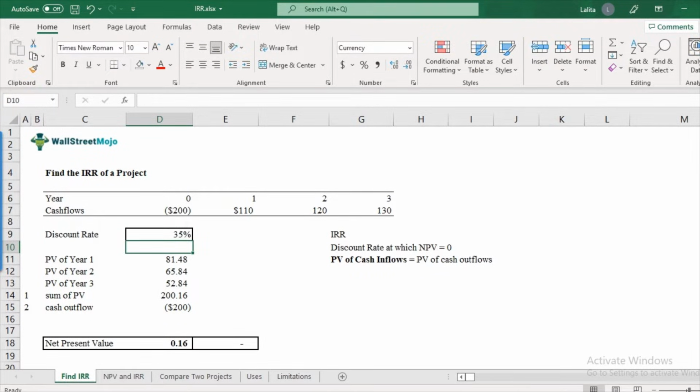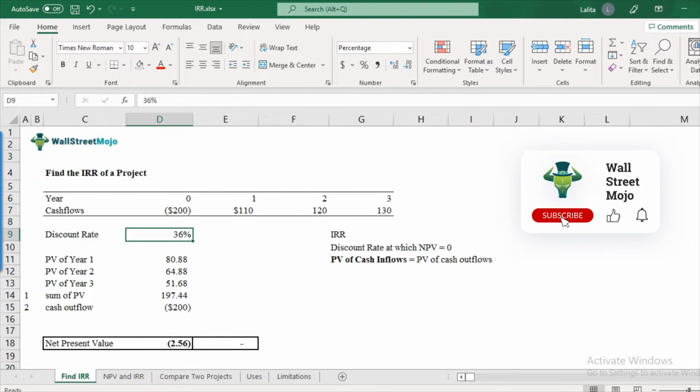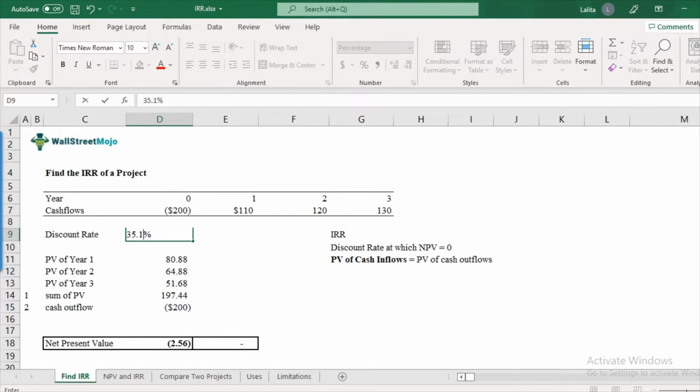So let's try 35. Here we have, this is closer to 0.16. How about 36? So this is negative, minus 2.56. So basically the internal rate of return is between 35% and 36%. Let me try 35.1%. So this is again closer to 0.